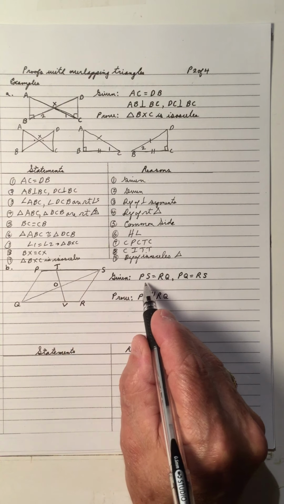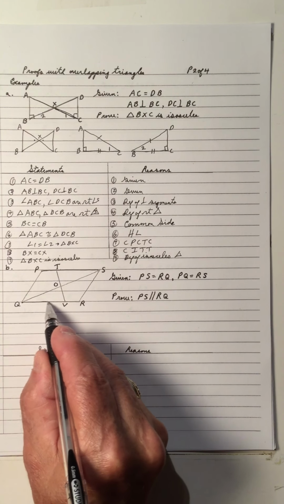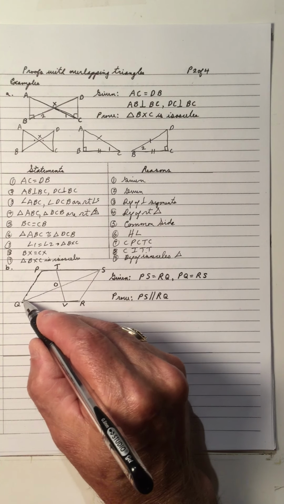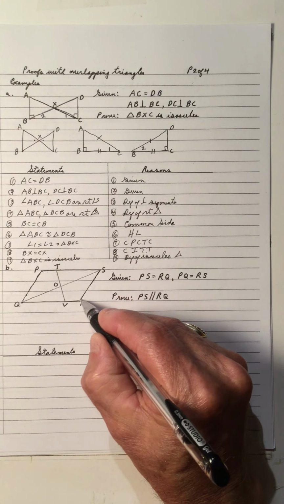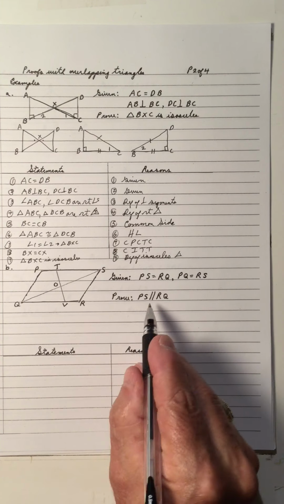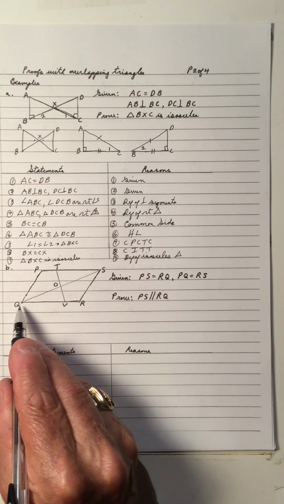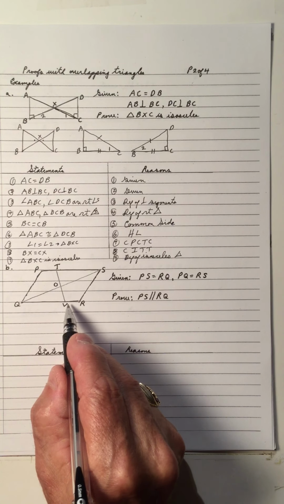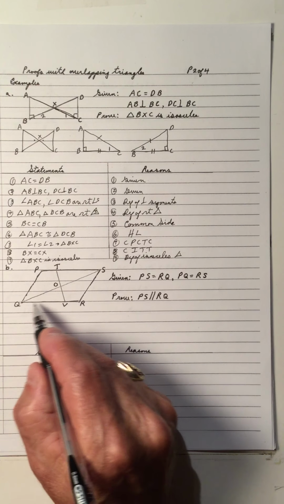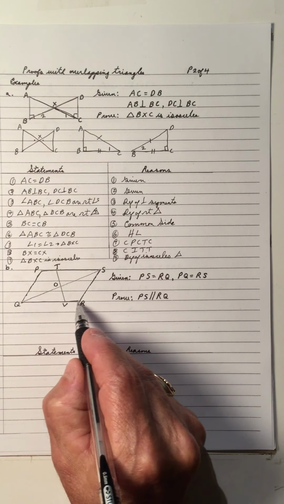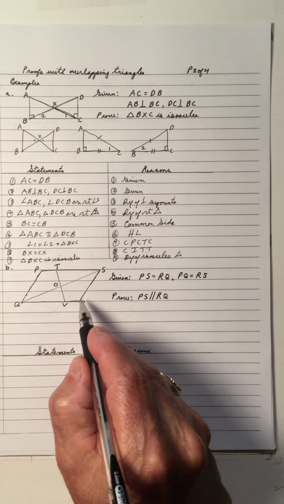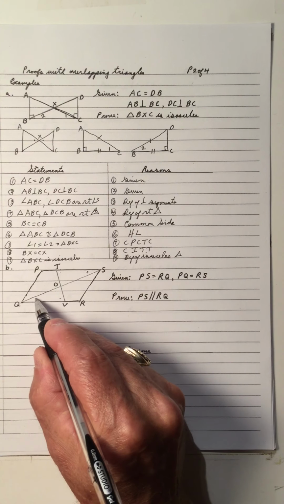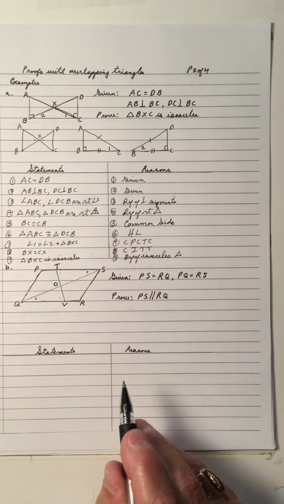So we have PS equals RQ. We have PQ equals SR. And we've got to prove that PS is parallel to QR. And to prove parallel lines, let's go backwards. If PS is parallel to QR, that means that that angle is equal to that one, or it means that that one is equal to that one. So I have to get one pair of these angles equal.